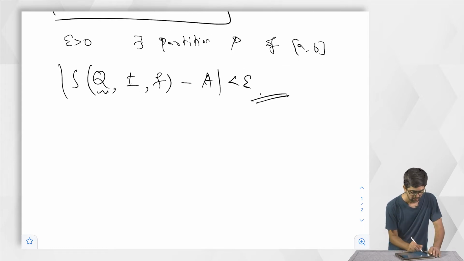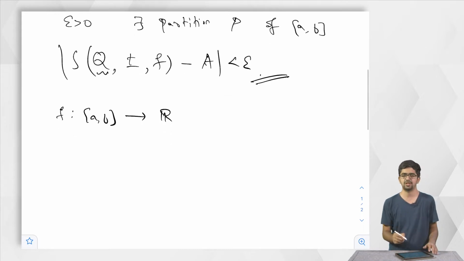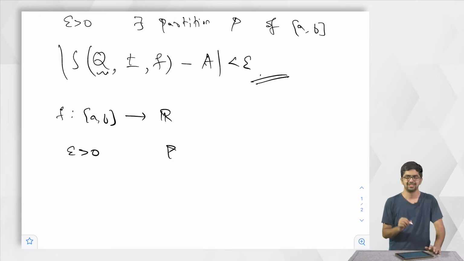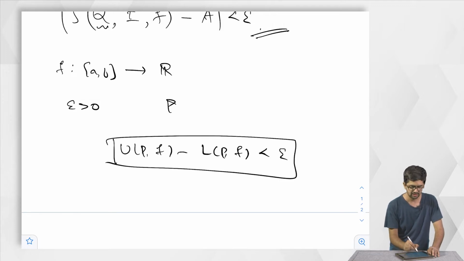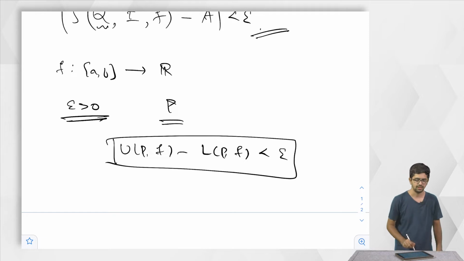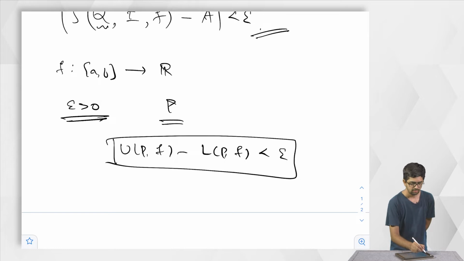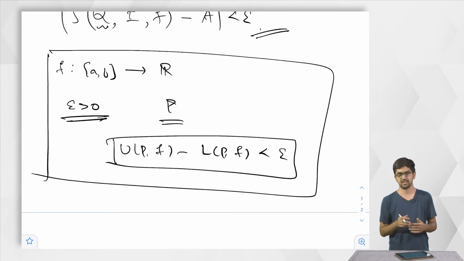What was that result? A bounded function f is said to be Riemann integrable, Darboux integrable, whatever it is, because I said they are the same, if some condition is satisfied. What is it? For every epsilon positive, there is a partition P such that U(P, f) minus L(P, f) is less than epsilon. That is what it means. This is the partition, this is epsilon positive. This we have called the Riemann condition. So, one can use this to prove that some function is Riemann integrable.